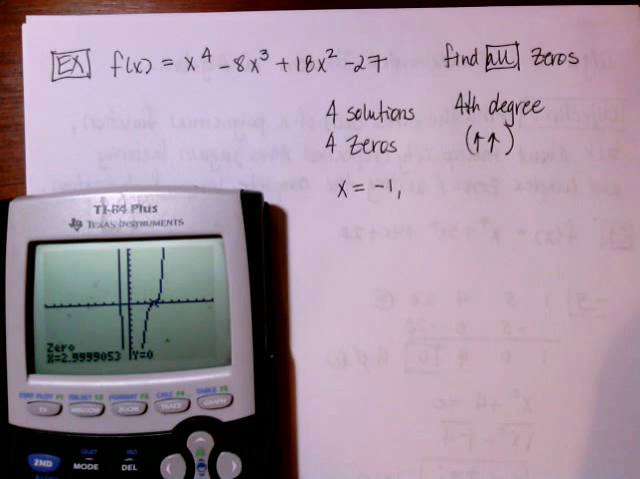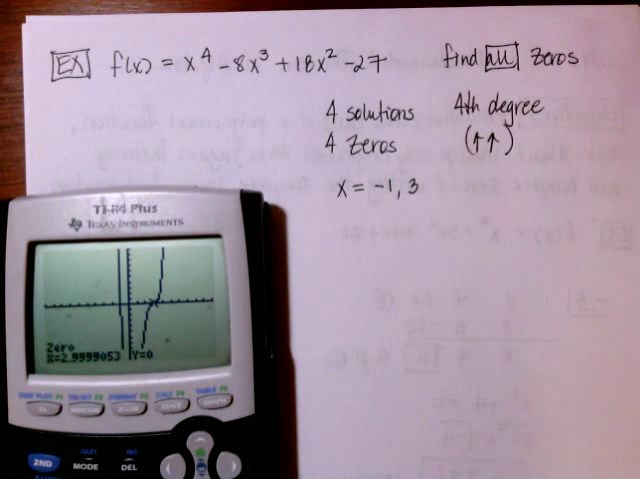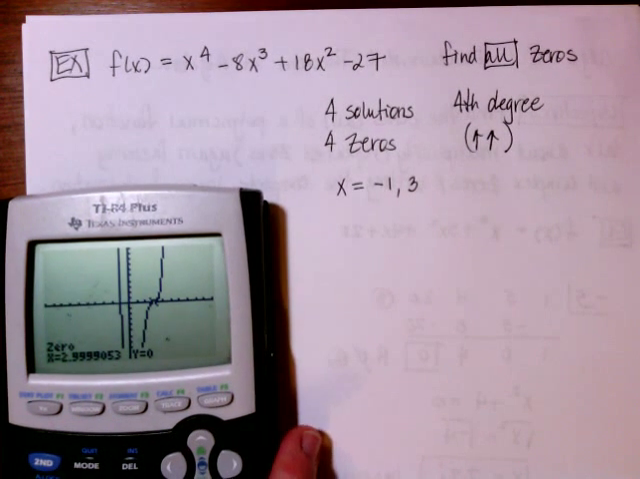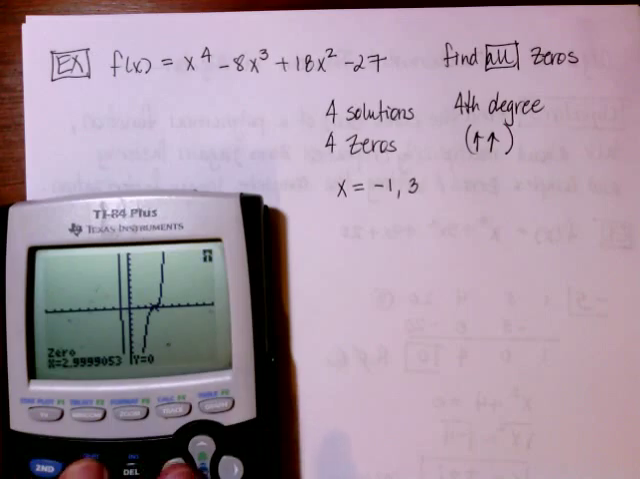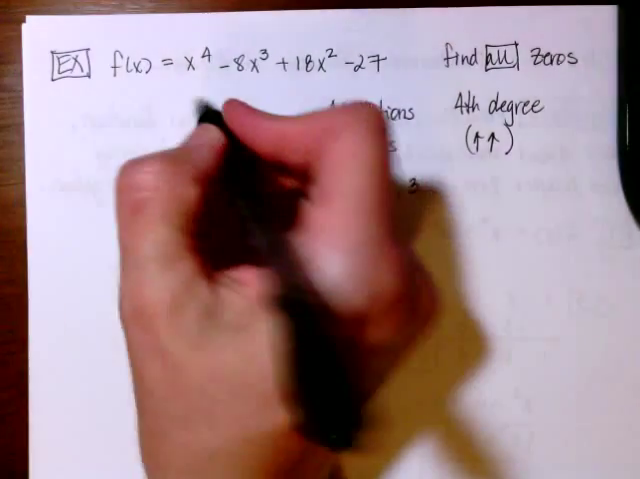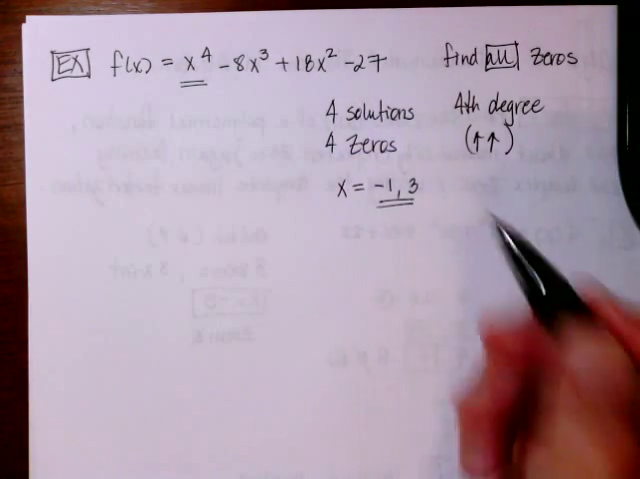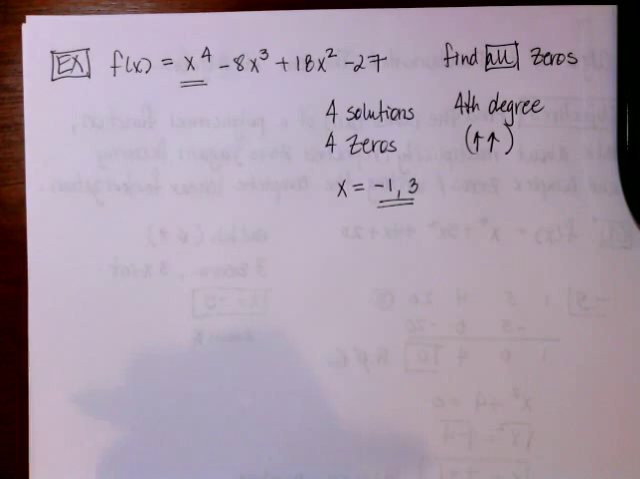And I get that that's 2.9999053, so we're going to round that to 3 because that makes our math significantly easier. All right, so now I'm kind of done with my calculator, so I'm going to move it off to the side. I needed to find 4 zeros, and I only know 2. So that means 2 are hiding.